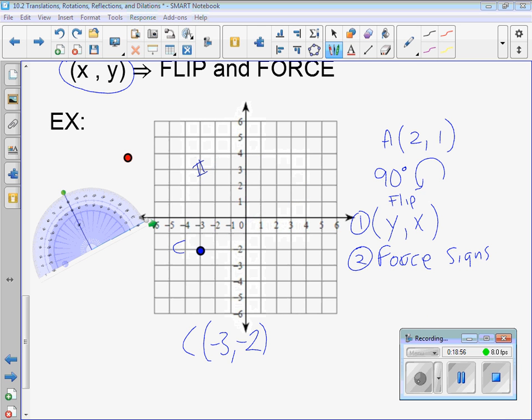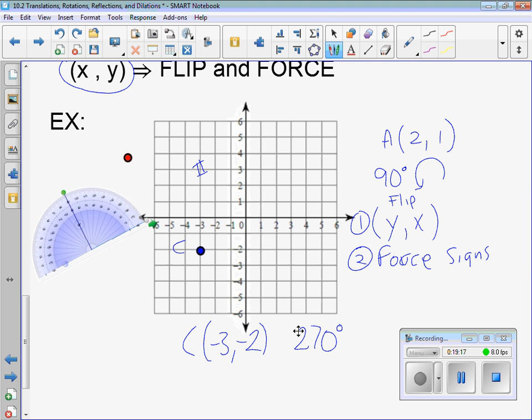Okay, so there's the point -3, -2. Let's rotate it 270 degrees. So what ends up happening is you flip it every 90 degrees, get into the quadrant you need to, and then force the signs to fit that quadrant. So if in that quadrant the x and the y are positive, then you make sure that they're both positive.